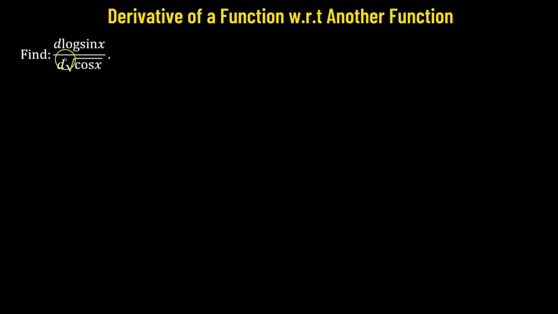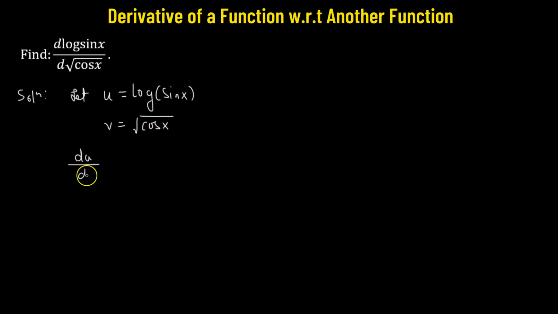We need to determine the value of the derivative of log of sin x with respect to square root of x. To solve this particular problem, we'll assume that u is the function log of sin x and v represents the function square root of cosine of x. So in a way, what we have to find is du over dv, that means the derivative of u with respect to v. So we need to determine this value.